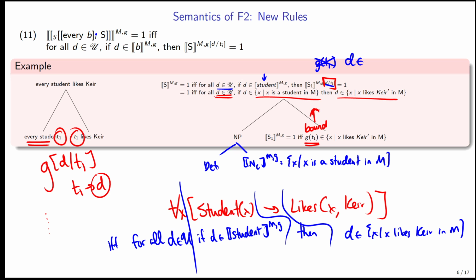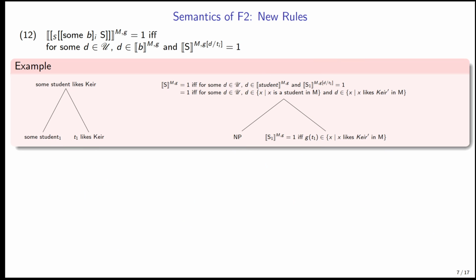There's a couple ways of thinking about this. One is just to look at the predicate logic translation. Another is to go through step by step with this meaning. But either way, you get the same result, and we'll see this in action a few times with actual trees. Now, the rule for the existential, for some, is very similar. And again, this matches the predicate logic.